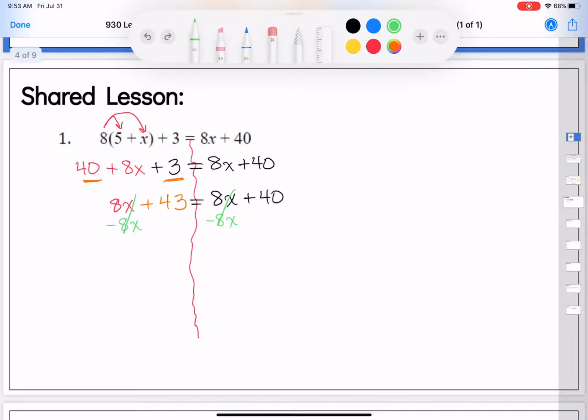I'll put it here in. There we go. 43 equals 40. Well, that kind of looks like what our warm-up was just talking about, right? When does 43 equal 40? Never. That's never going to happen. So this would be a no solution.